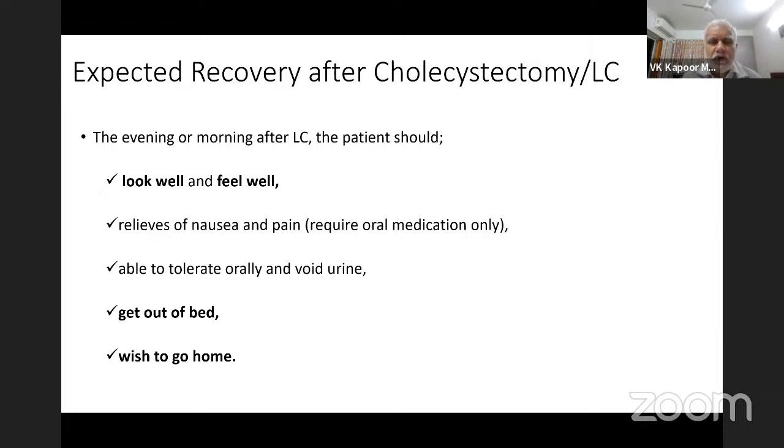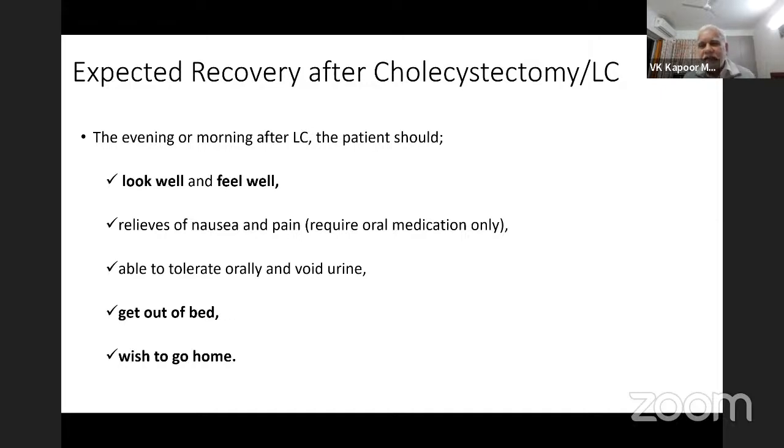She may have some nausea and some pain, depending on the sensitivity of the patient, but it should not be so severe that it requires an injectable. Either she should be able to tolerate it, or at maximum you may have to give some oral medication which should relieve it. She should have taken a cup of tea, maybe a few biscuits. She should have gone to the toilet and passed urine on her own, which means that she's out of bed. And she should be asking you, doctor, can I go home?